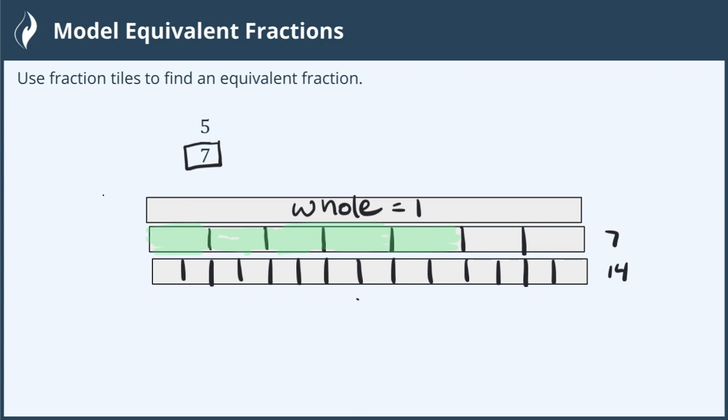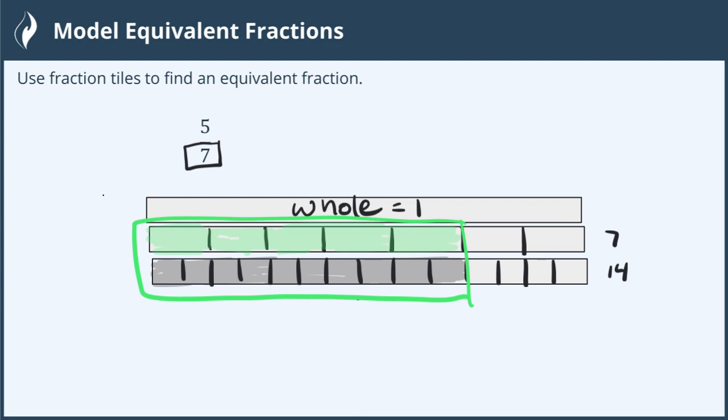But you'll notice that we have the same amount, and I'm going to do this one in gray, so that it is equivalent to what I had shaded above it, but it took twice as many because they're smaller.